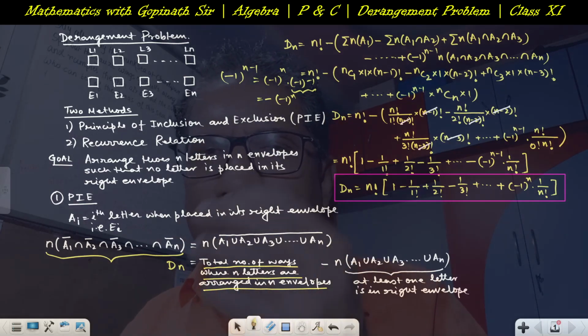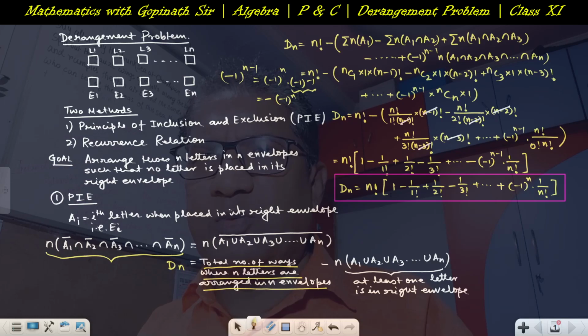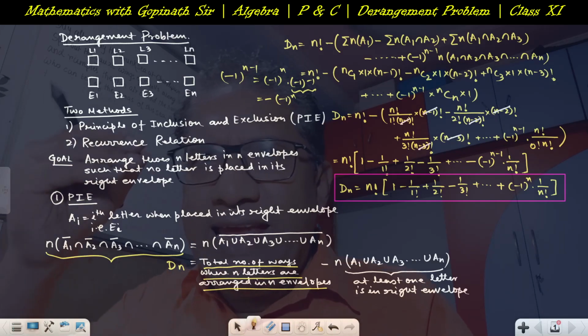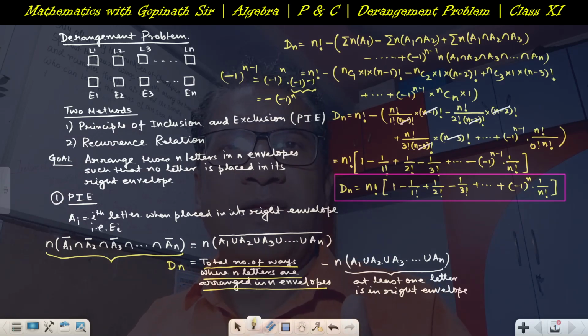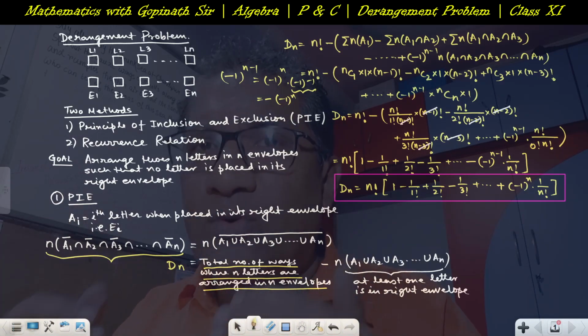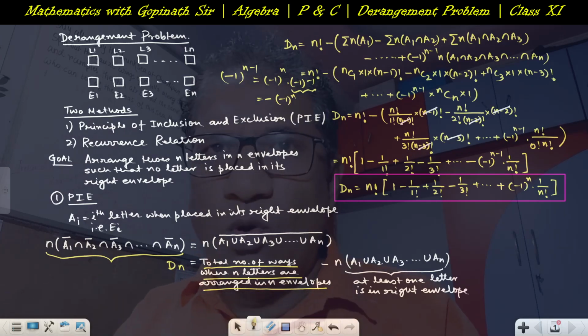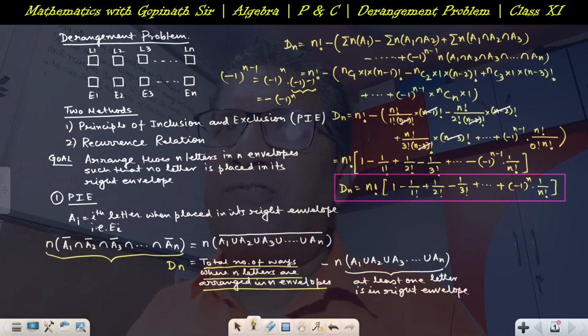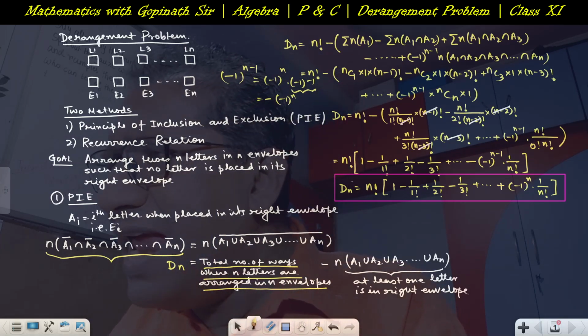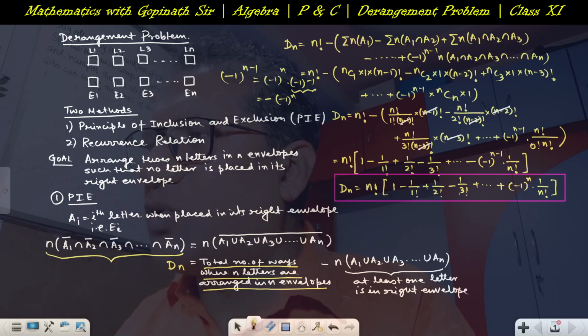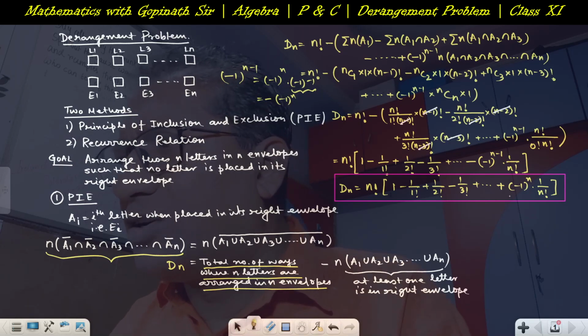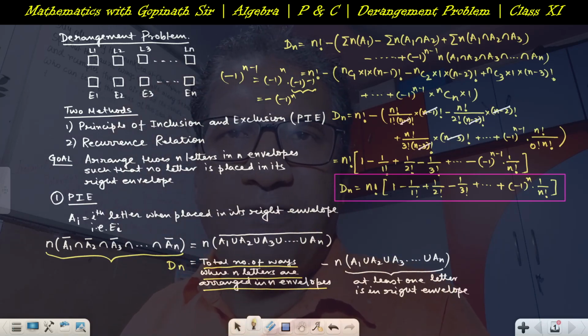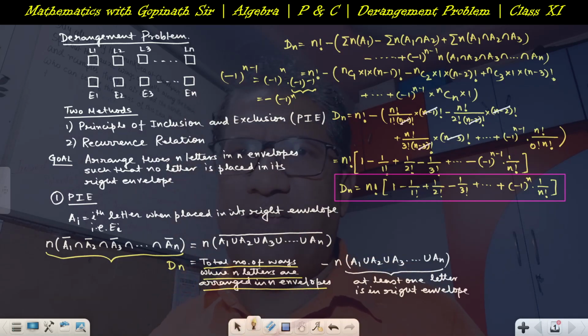In how many different ways can n objects be placed in n places in such a way that no object is in the right position? As I told you, this is your derangement problem. And the formula that we have derived from the principle of inclusion and exclusion is Dn is factorial n into 1 minus 1 by factorial 1 plus 1 by factorial 2 minus 1 by factorial 3, till it goes on. The last term will be minus 1 whole to the power n into 1 by factorial n. I hope this is clear to everyone.